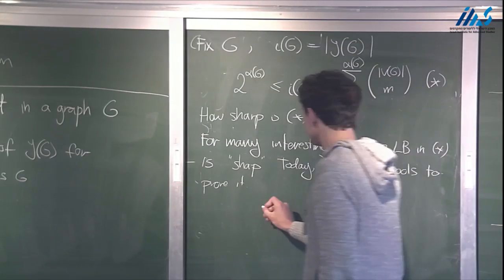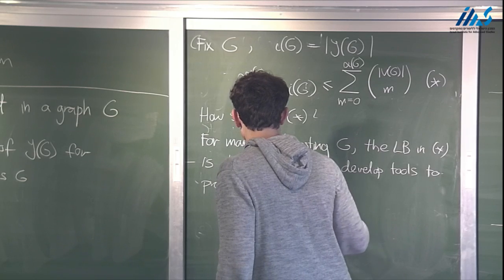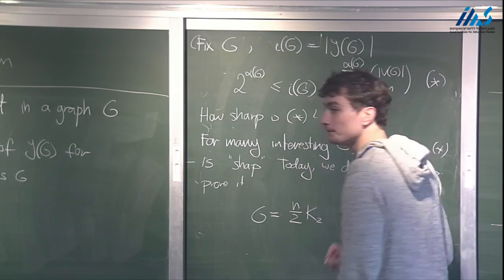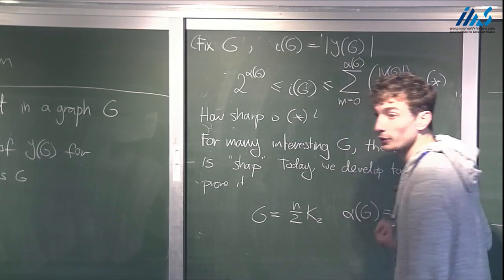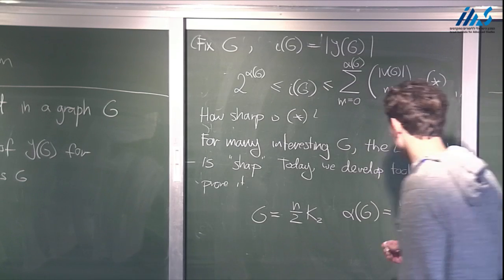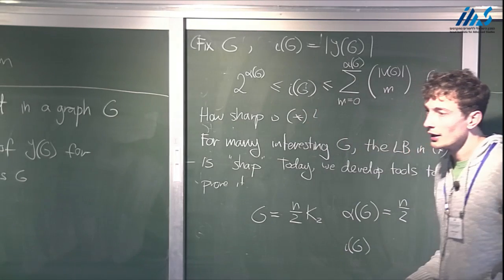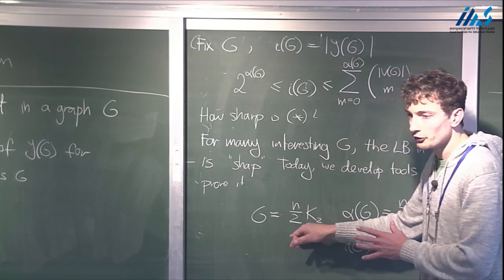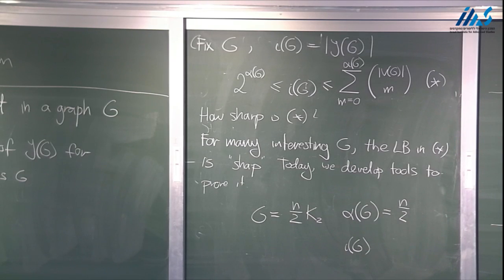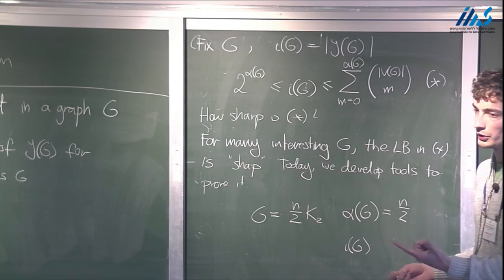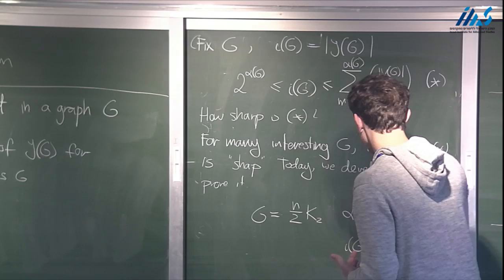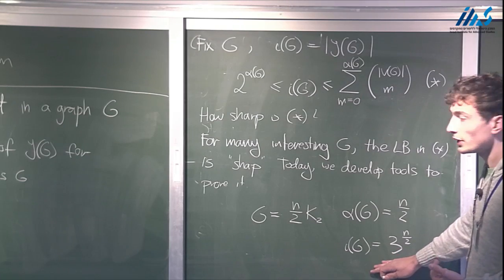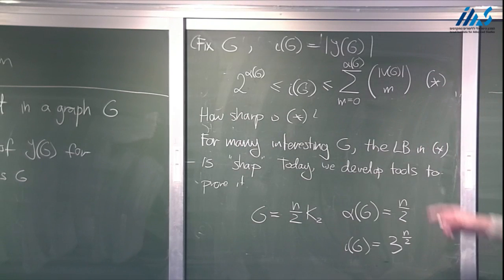If we let G be just a perfect matching of n over 2 edges, then the independence number of G is n over 2, because we can pick only one vertex from each of the edges of the matching. But the number of independent sets in G: if we intersect it with every edge of the matching, it's an independent set there, and this is equivalent. So given an edge, we have three possibilities to form an independent set. They're either the empty set, the left vertex, or the right vertex. So here we have 3 to the n over 2. So the truth is really quite far away from the lower bound, because the lower bound gives us only 2 to the n over 2.